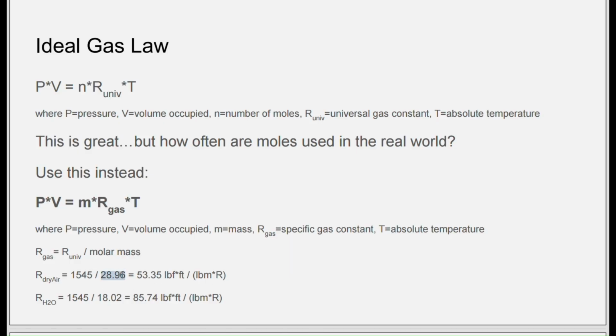The molar mass is what you see in a periodic table, so it's grams per mole, which is the same thing as pound mass per pound mole. So if you just do 1545 divided by the periodic table mass, then you're going to be good to go. And then M is going to be pound mass. You don't have to worry about slugs or anything for this.